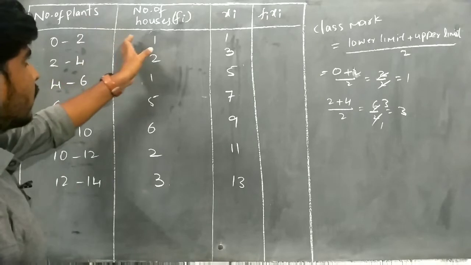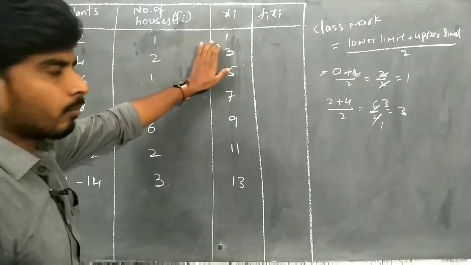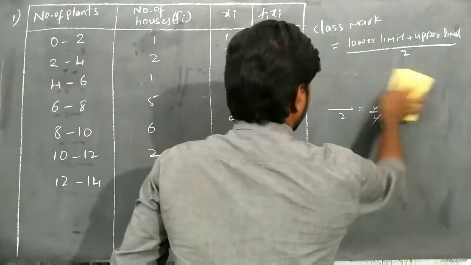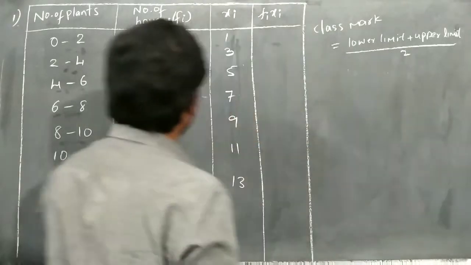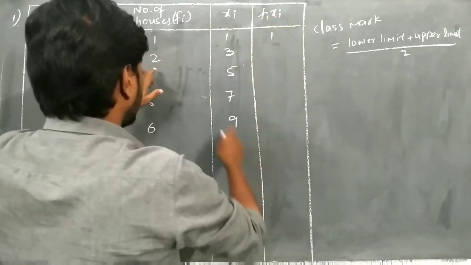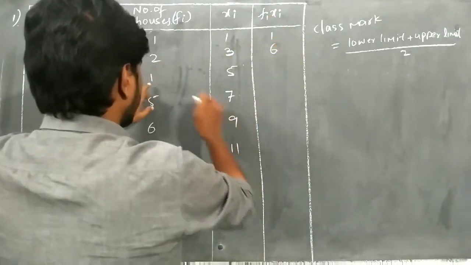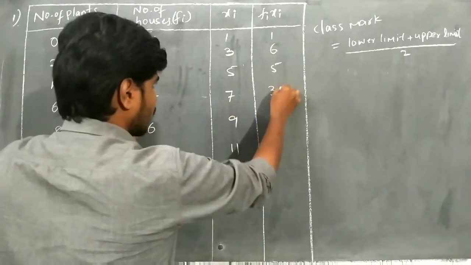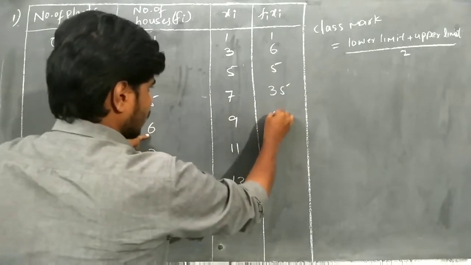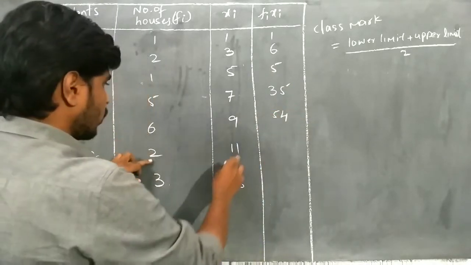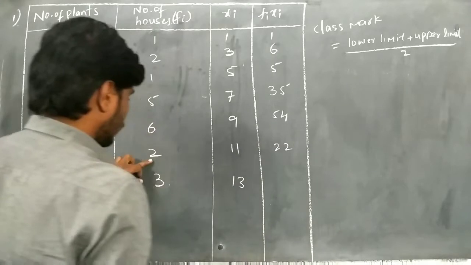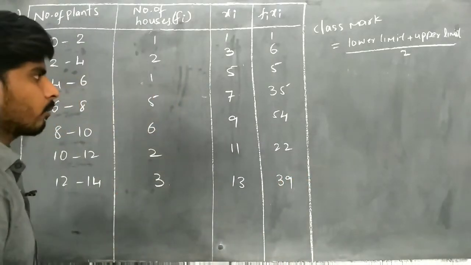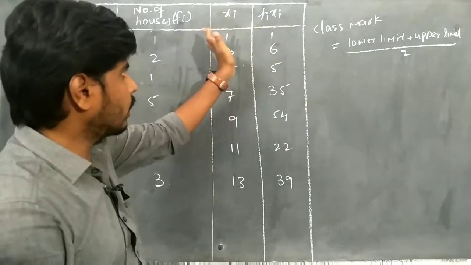We have to multiply this Fi and Xi. So we have to do multiplication here. I am going to erase this. So 1 into 1, 1; 2 into 3, 6; 1 into 5, 5; 5 sevens are 35; 6 nines are 54; 2 elevens are 22; 3 thirteens are 39. This is about Fi into Xi.